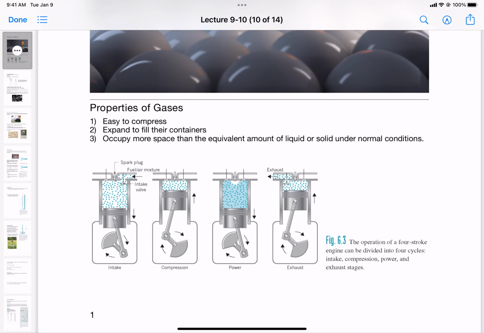So, properties of gases, there are 3 properties you want to know. They're easy to compress, so you can compress air in a tire. They expand to fill their containers. If you light a scented candle, it'll fill the room with a very unique aroma. And of course, this also applies to very unpleasant smells.